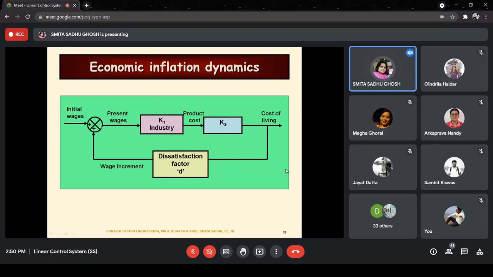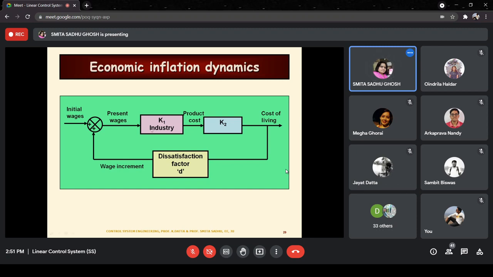Okay, so fine, the wages of the workers have increased. You can see the positive sign on both, meaning that initial wage plus the wage increment is going to give you the present wage. Fine. So now the wage has become 120 rupees. As far as the workers are concerned, they have become happy.